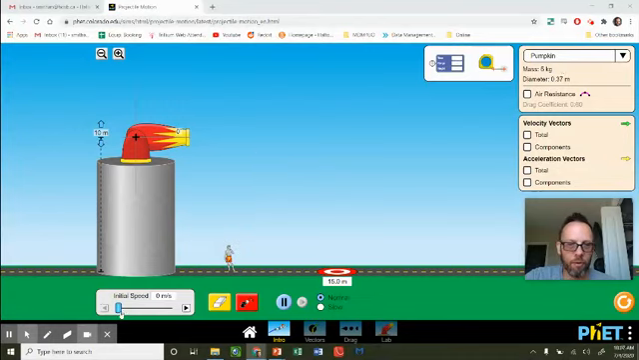So first of all, note that I have the initial speed set to 0. So whatever I'm firing out of this cannon, it's actually just going to fall straight down. So here we have a pumpkin.